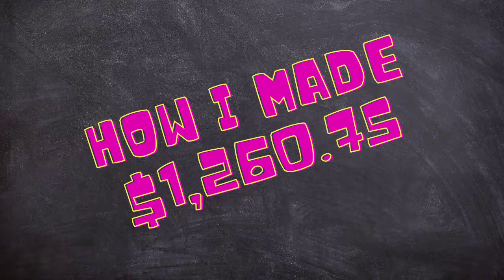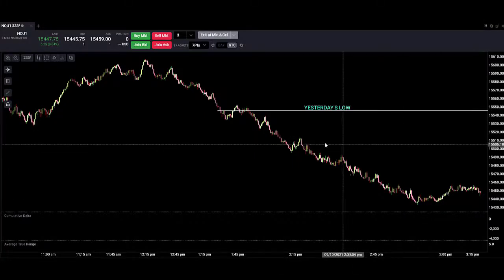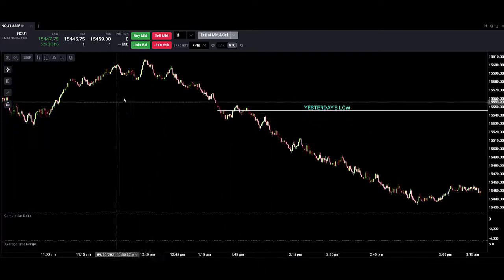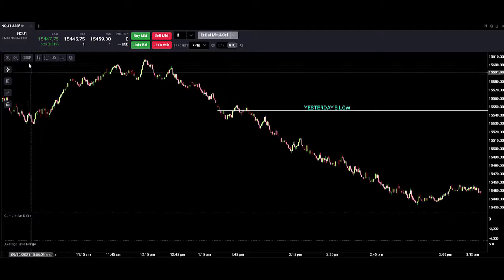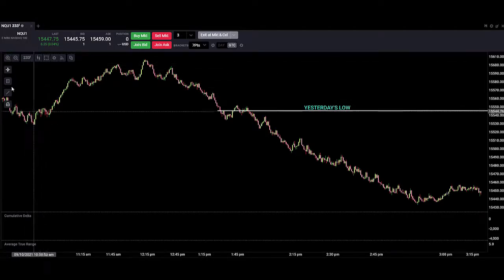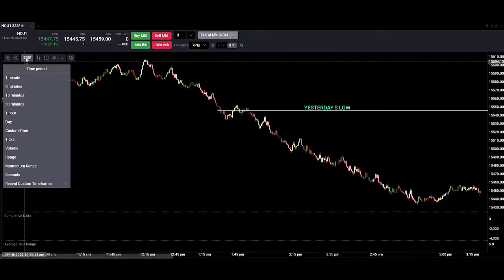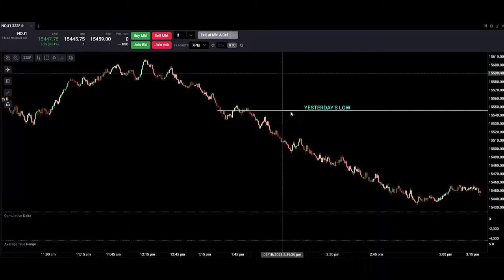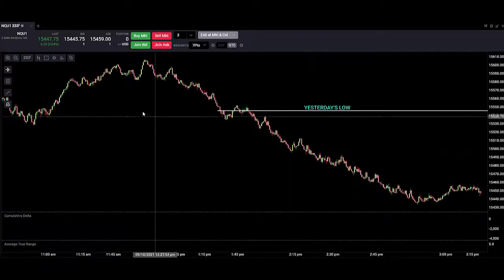Okay, so now let's jump into the chart. We're looking at the NASDAQ chart here. This is a 233 tick chart. Just hit your time period here, click ticks, and I believe it defaults to 233. If not, just type it in there and click save, and that'll plot your chart that way.